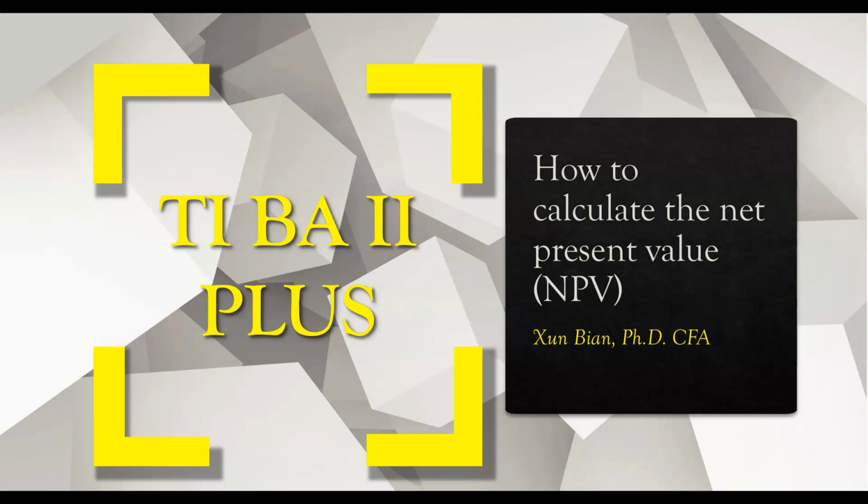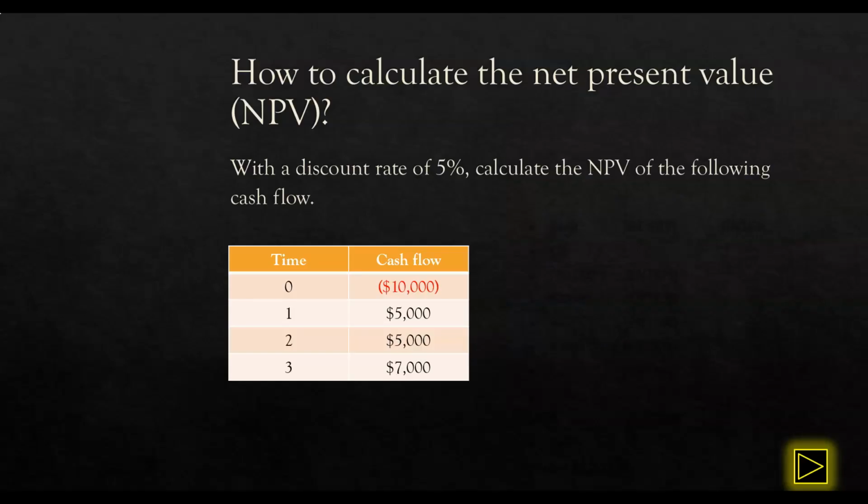In this video tutorial, I'm going to talk to you about how to calculate the net present value using the TI BA II Plus financial calculator. So the question that we're going to work through for this video tutorial is this one here. With a discount rate of 5%, we want to calculate the NPV of the following cash flow. And specifically here, we have three cash flows.